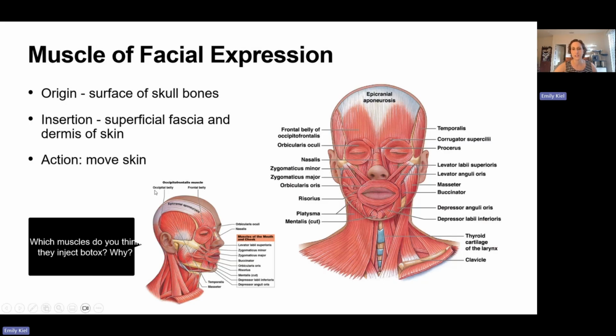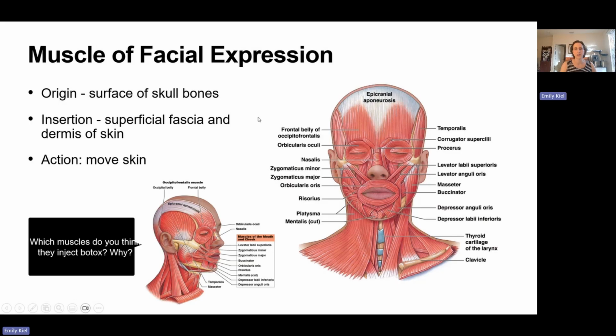Well, if we think about it, definitely this frontalis, or this frontal belly of the occipitofrontalis. That's where people talk about Botox face, because they can't lift their eyes up really well. That muscle is paralyzed. But when you can't move the skin, you can't put wrinkles in it. So that's kind of the goal.